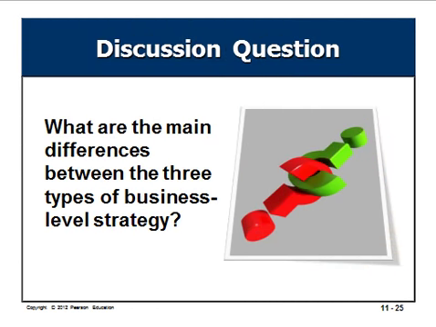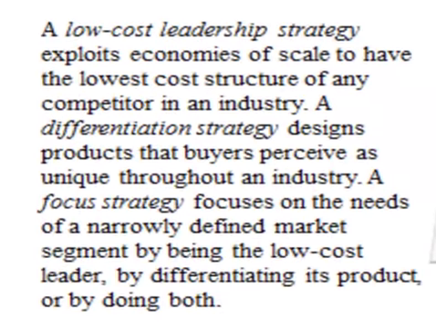A discussion question. What are the main differences between the three types of business-level strategy? A low-cost leadership strategy exploits economies of scale to have the lowest cost structure of any competitor in an industry. A differentiation strategy designs products that buyers perceive as unique throughout an industry. A focus strategy focuses on the needs of a narrowly defined market segment by being the low-cost leader, by differentiating its product, or by being both.